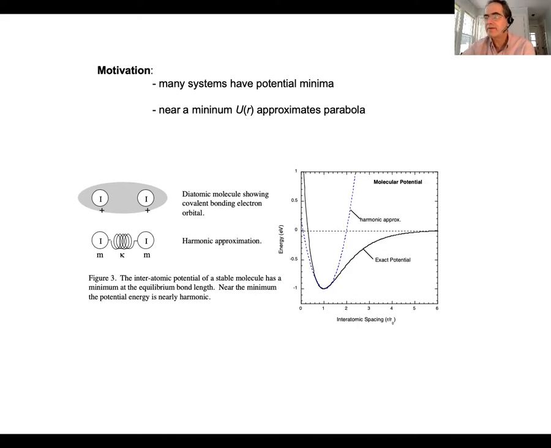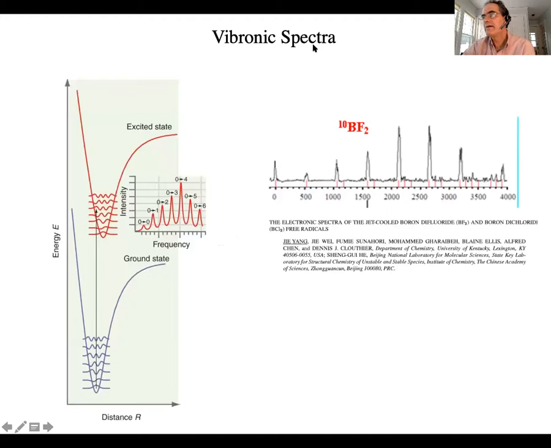Here, let's look at an actual example. Here's a vibronic spectrum of a boron difluoride molecule. Vibronic means that we're looking at transitions between vibrational states. Actually, in the data that's shown here, the molecule goes from its ground state to some excited electronic state, but we can also be left in any one of the vibrational states associated with the excited state.